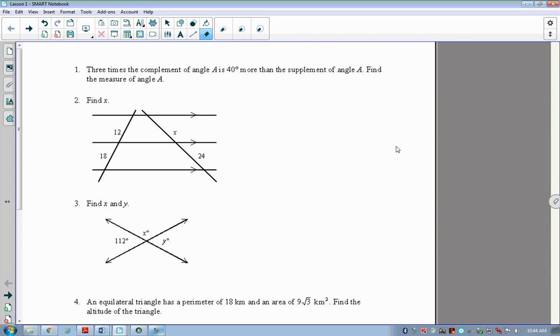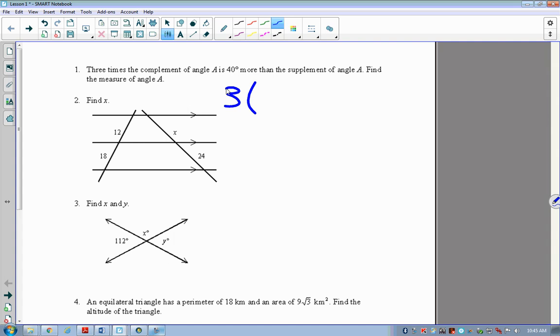So we should know what times are, 3 times something. And so this is how we begin to write this out: 3 times the complement of an angle A is 40 degrees more than the supplement of angle A. Find the measure of angle A. Just so you're familiar with how we're going to write this, I don't know what two angles are being added, I don't know what the measures are. I just know that they add up to 90.